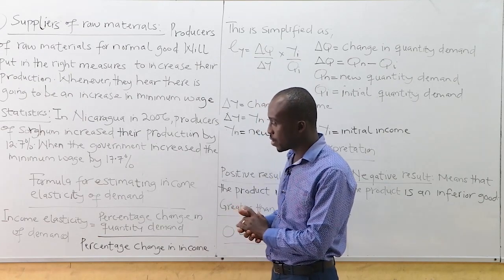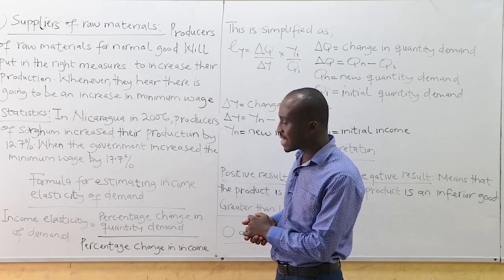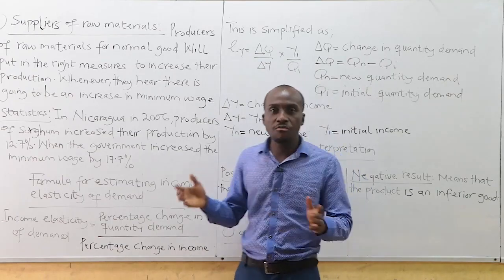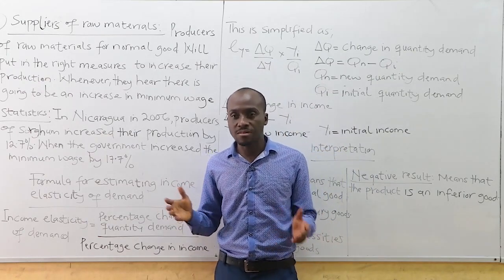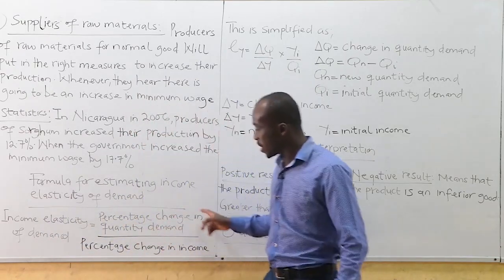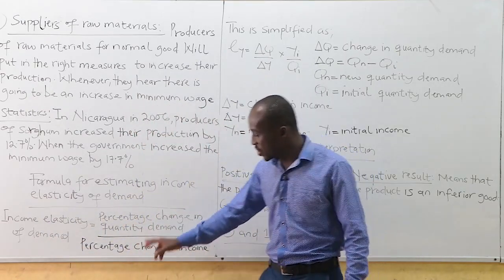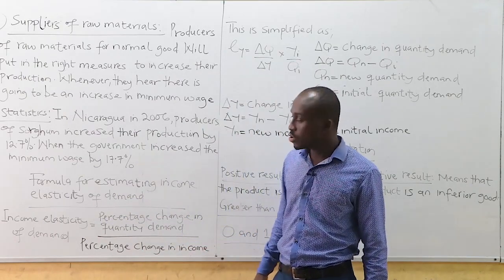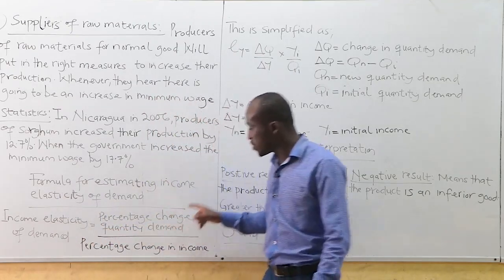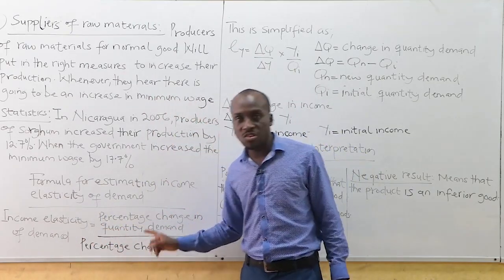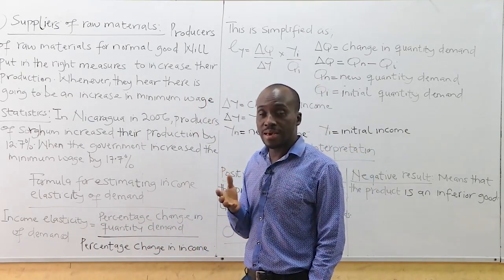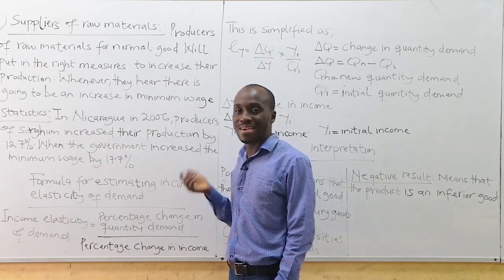So that's that. You're looking at the formula for estimating income elasticity of demand. What's the formula? It's not different from the price elasticity of demand, right? Just a few adjustments. Income elasticity of demand is equal to the percentage change in quantity demanded divided by the percentage change in income. So it's almost the same thing you know by this time. You're not saying price, you're saying income. That's a new thing.